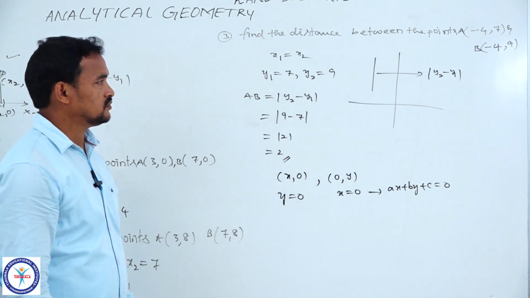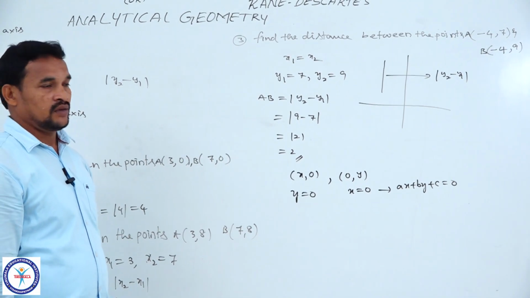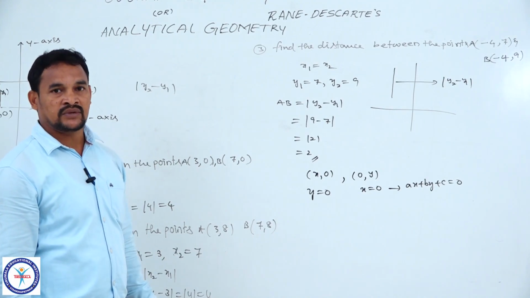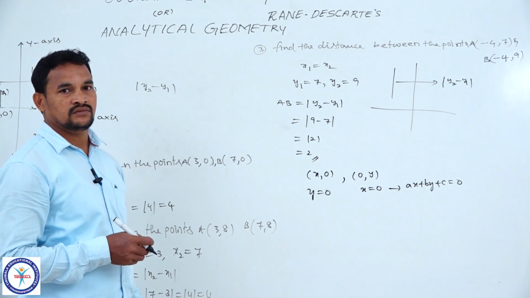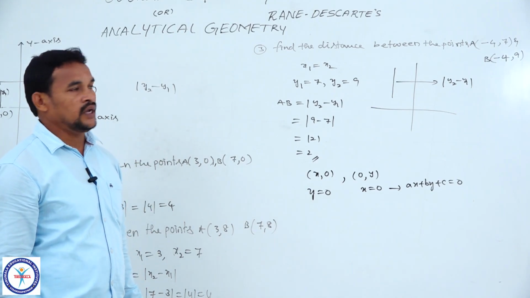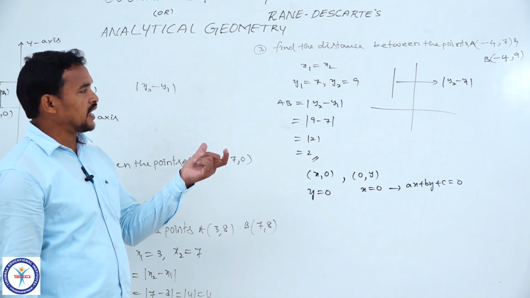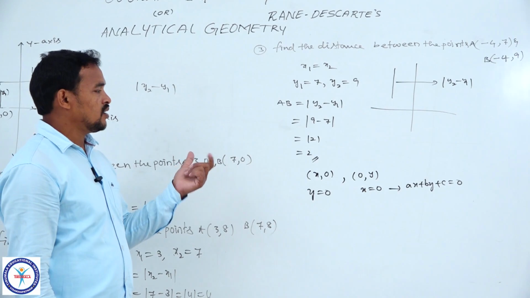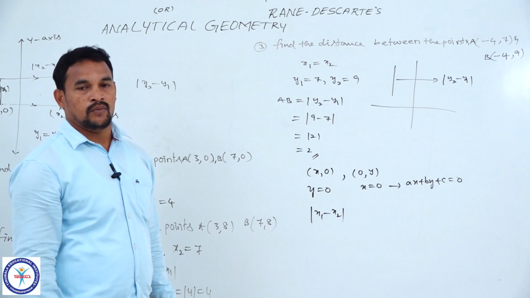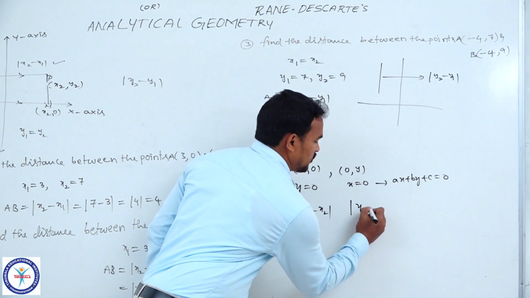After that, if you take two points, one point A and another point B, maybe the 2 points are on the x-axis, maybe on the y-axis. Sometimes when joined, the line is parallel to the x-axis, sometimes parallel to the y-axis. In these cases, how do we find the distance between them? For both points on the x-axis, the distance is mod x2 minus x1. For both points on the y-axis, the distance is mod y2 minus y1.